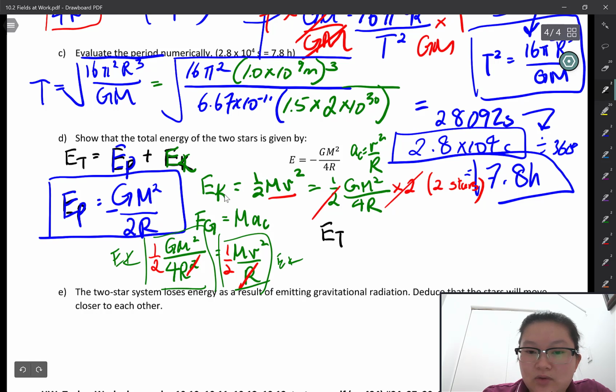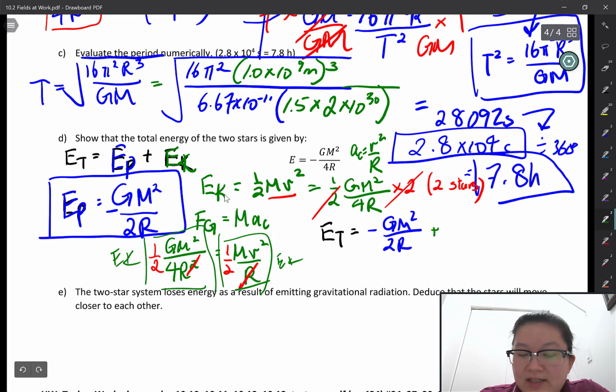Which means when I want to get my total energy, this is going to be equal to my EP plus EK: negative big G, big M squared over 2R, and I am going to add, since that cancels out, big G, big M squared over 4R. If I add these two, you'll find that I get my answer. But let's break it down one more time.